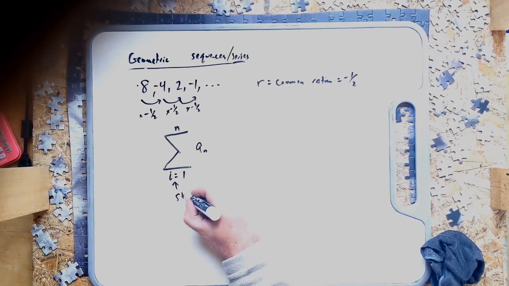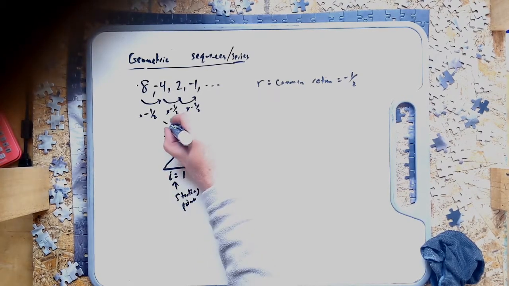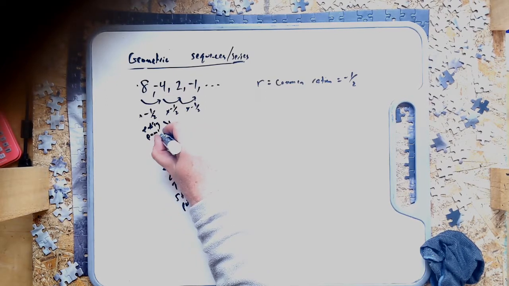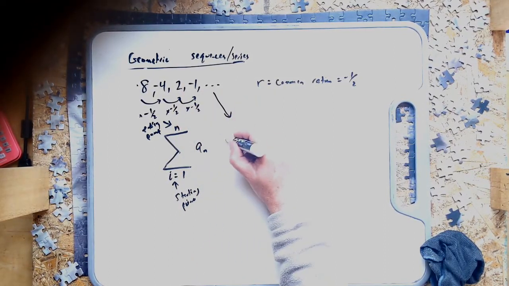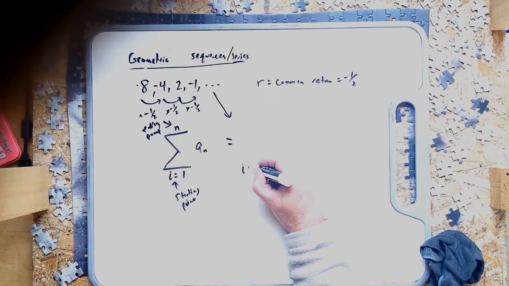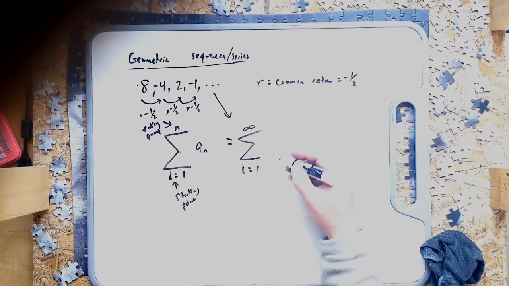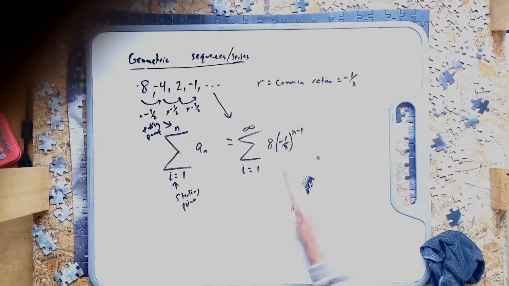This is the starting point. This is the ending point, and it can be infinity if I want it to be. And this will be my explicit formula. So in the case of this example, I'm starting from 1. I'm going to infinity. And my equation, remember, was a1, which is 8, r, which is negative 1/2, to the n minus 1. That's a representation of that.